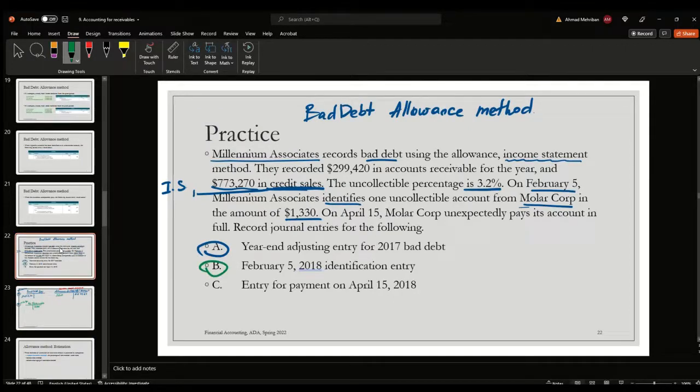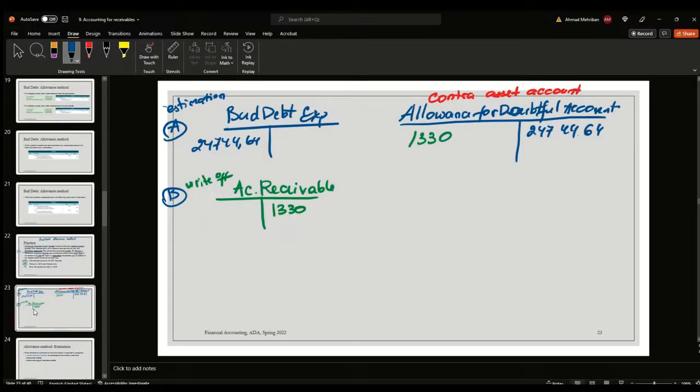The Moller Corp unexpectedly pays back its account. Let me just go back again to my blue color. Moller Corp is saying that now they can pay back the amount in full, a bit late, but still they can pay it back. Now all I have to do is reverse the entry in C. Again, let me use a different color. The reversing entry will be accounts receivable increased again through the debit side. Allowance for doubtful accounts will be increased again. So this is just the exact opposite of the green color entries. So these are reversing entries.